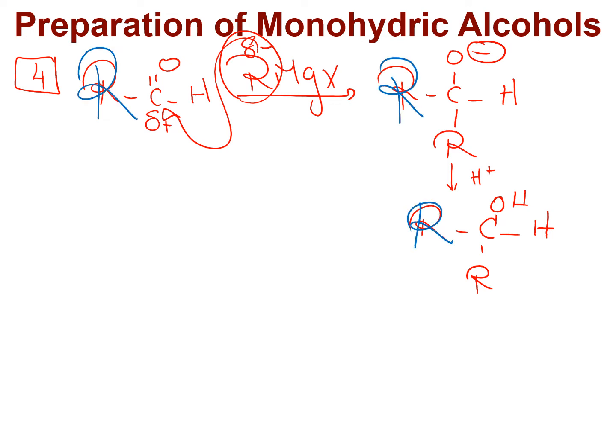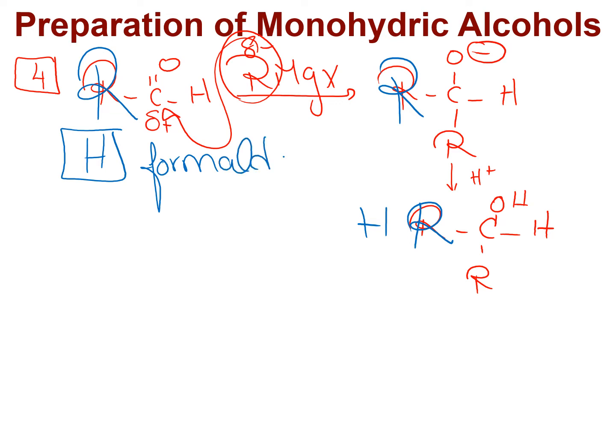If the R that you have started with was a hydrogen, which is formaldehyde, this means you have started with formaldehyde. Then you will end up with a primary alcohol. So only formaldehyde, when reacted with Grignard reagent, gives a primary alcohol.